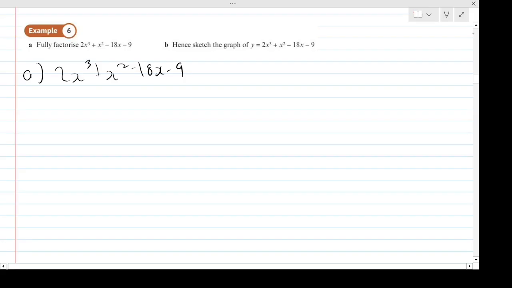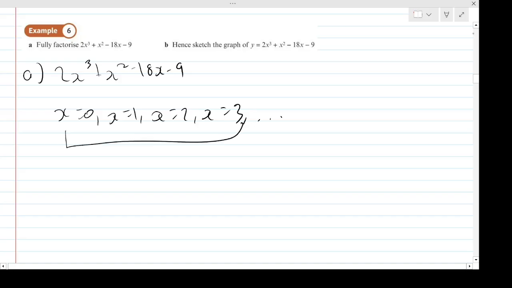Now, usually questions do tell you one root, because basically what we would have to do at this point to find a root is literally just plug in, say, x is 0, x is 1, x is 2, x is 3, and so on, right? We don't know, we have to start plugging in values of x. And maybe there might not be an integer, I don't know.